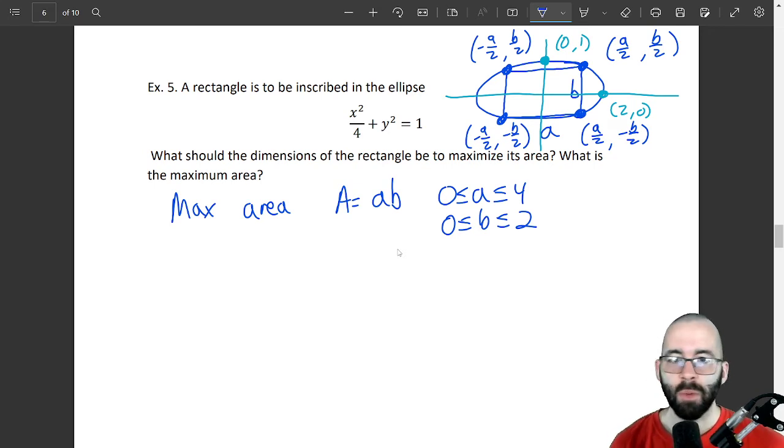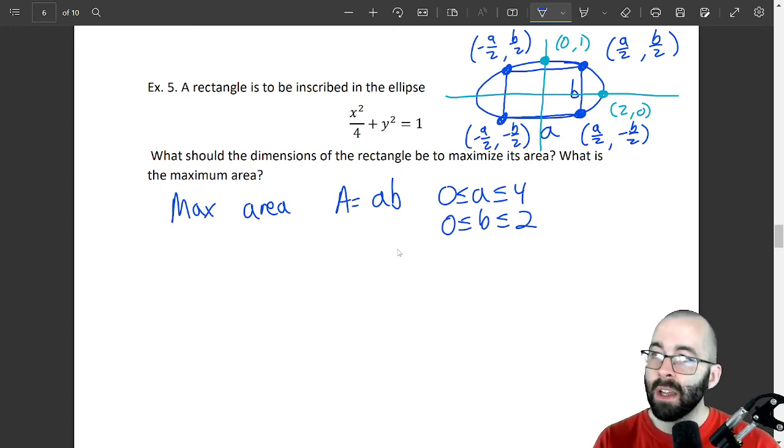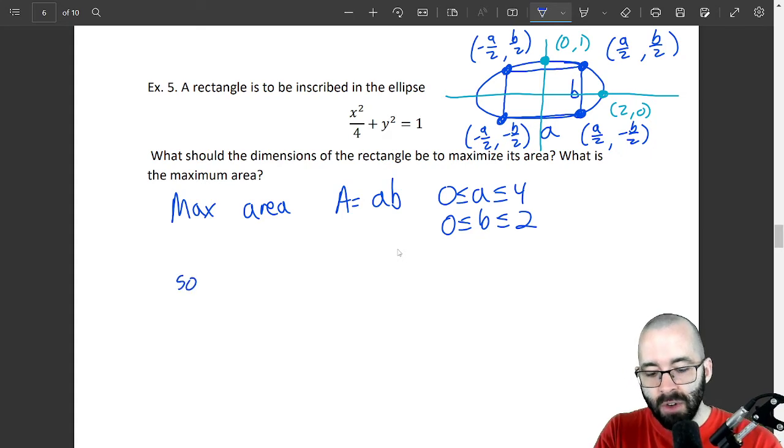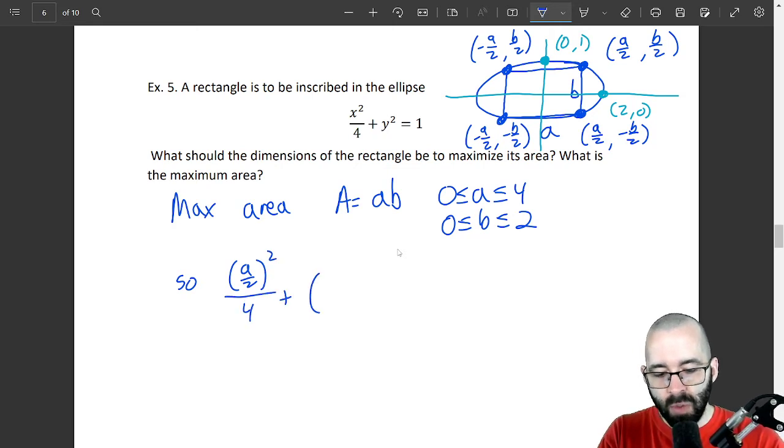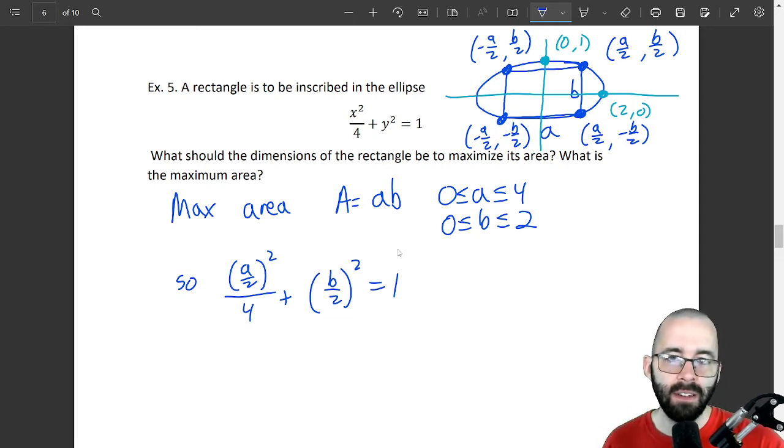So we're not actually just replacing the x's and the y's. The x coordinate is the a over 2. And it doesn't matter which one we pick because they're all getting squared. So the positives and the negatives don't matter because they just go away when they get squared. So our constraint equation is going to be x, and our x coordinate is a over 2 squared over 4 plus y, which is again b over 2 squared equals 1.